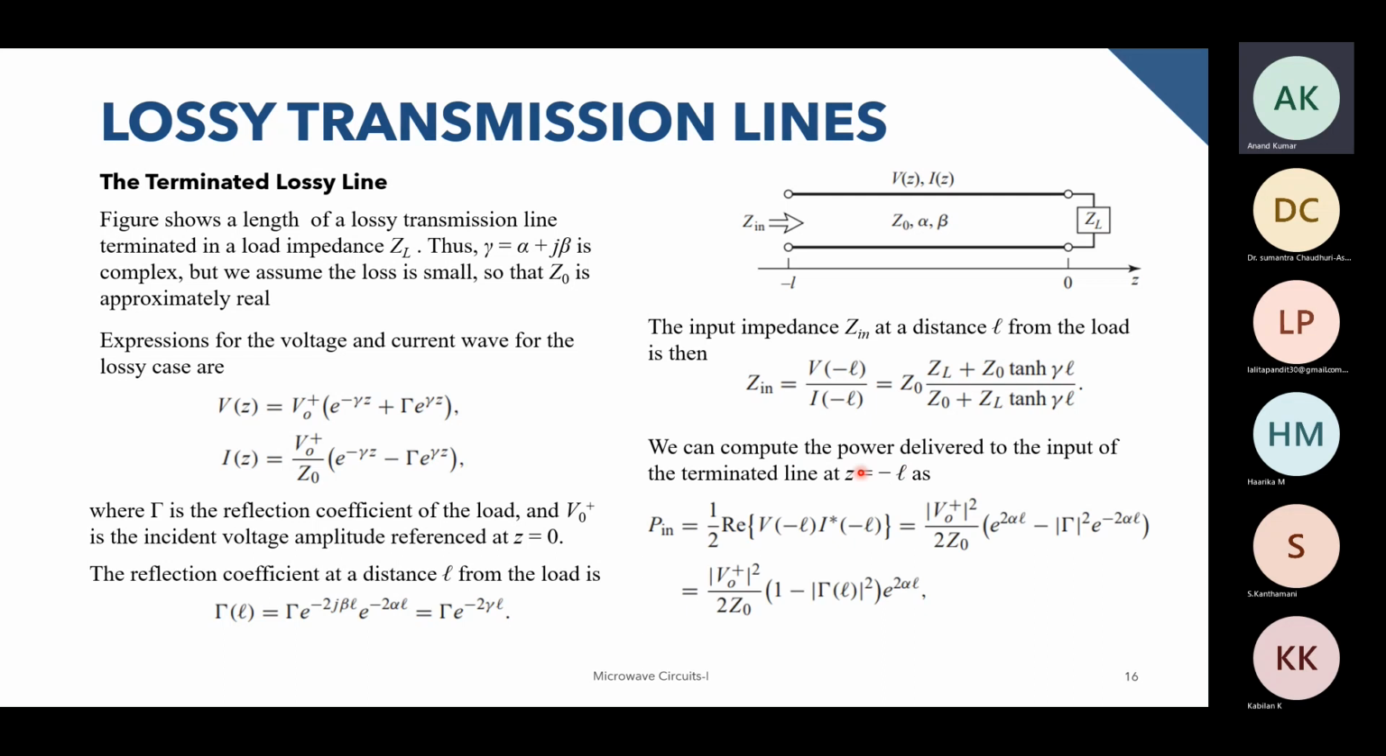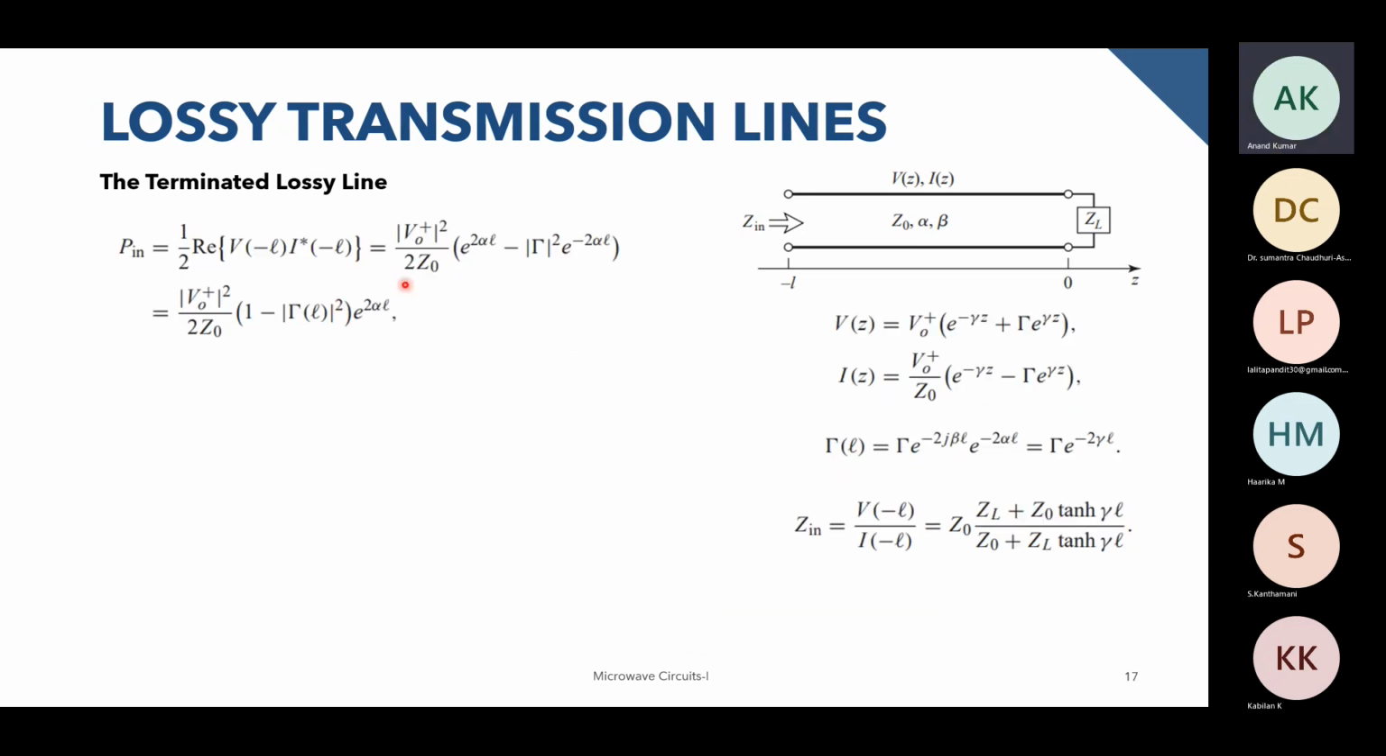Now we can also compute the power delivered to the input of the transmission line by this expression. We have the voltage and current at minus L. Remember we are keeping the load at z equal to 0 and moving towards negative z for the generator. So the power at the input is calculated by this formula. And the power delivered to the load, keeping L equal to 0 over here, we get this expression.